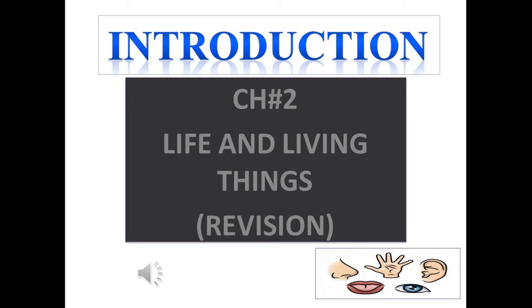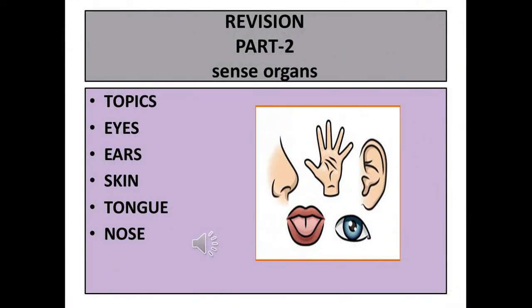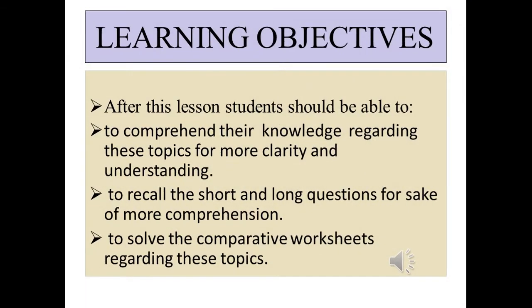Today we will complete the revision of Chapter 2, Life and Living Things. In the second part of the revision we will complete the following topics: eyes, ears, skin, tongue, nose. After this lesson you will be able to comprehend their knowledge regarding these topics for more clarity and understanding, to recall the short and long questions for sake of more comprehension, to solve the comparative worksheets regarding these topics.